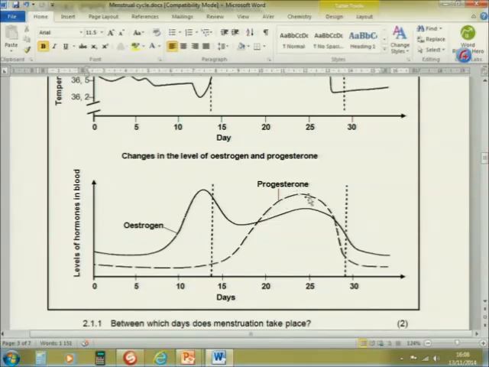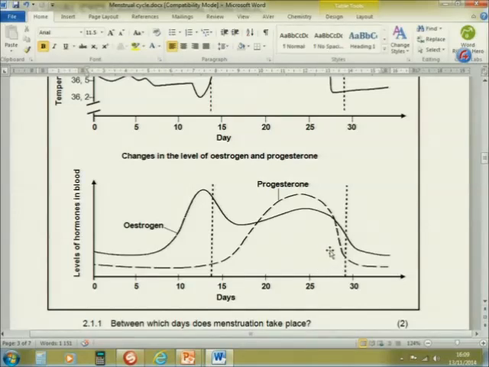When the egg is not fertilized, the corpus luteum will start to degenerate, becoming smaller and smaller until it disappears. When it degenerates, the amount of progesterone will also decrease. That is why the graph goes down after day 25. Right. Let us look at the questions now.